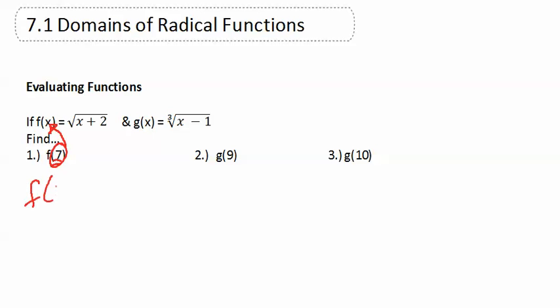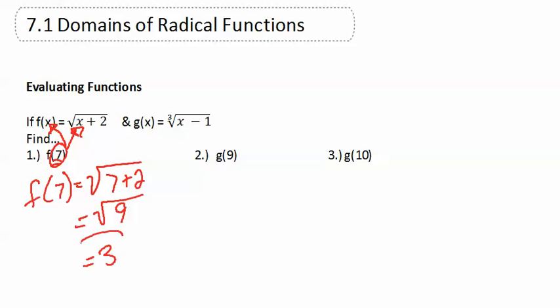So f of 7 is really equal to the square root of 7 plus 2. Again, you substitute it in for that x. Now we get the square root of 9, which would just be 3. So the function at 7 would equal 3. Remember, this is also kind of like a coordinate point. Your input is 7, the output is 3. And remember that f or g denotes what function we're using.